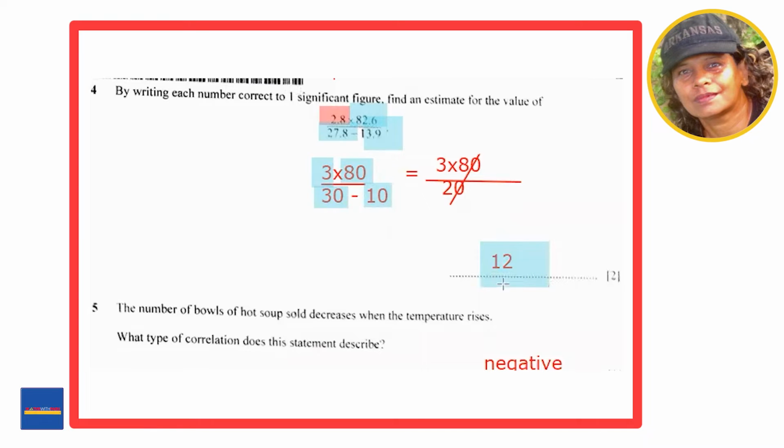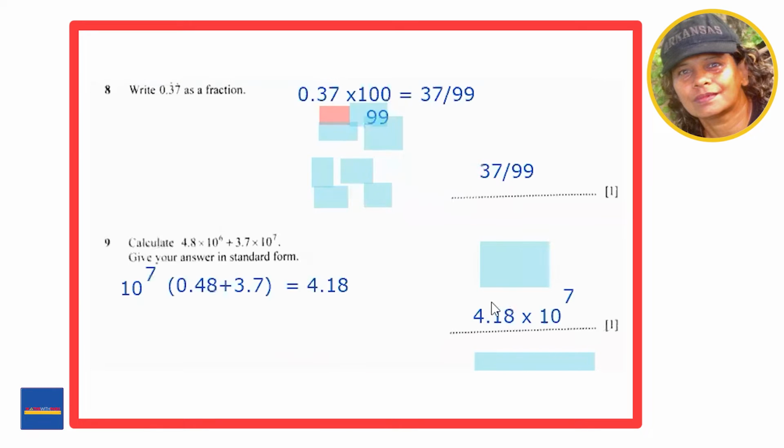Now, when they say the number of bowls of hot soup sold decreases when the temperature rises, this is called a negative correlation. Moving on to question 8.